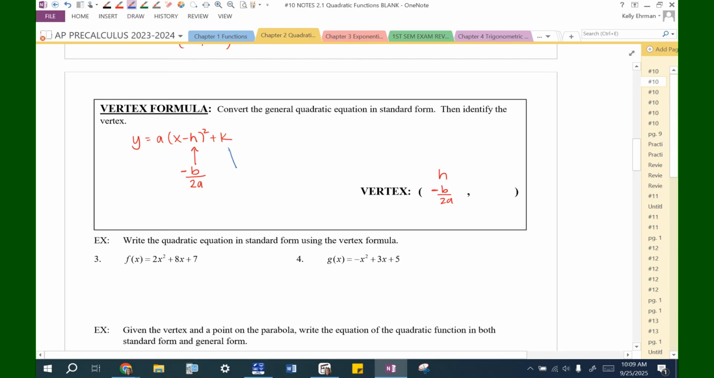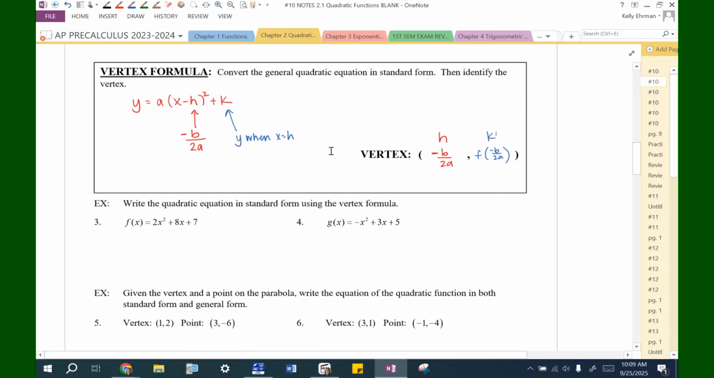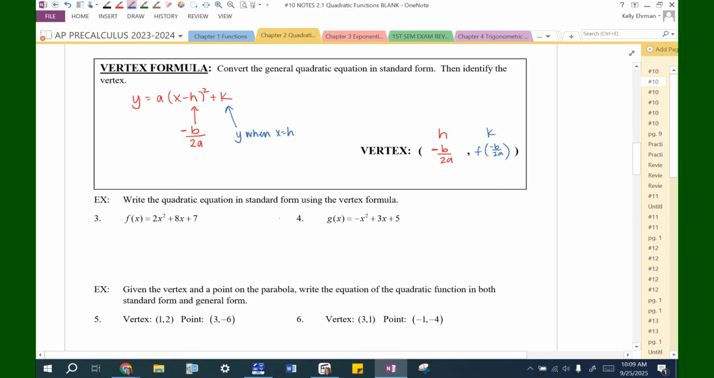What is the k? Well, remember, k represents a y value when x equals h. So if I know what h is, I get a number for h, I should just be plugging that in, whatever that comes out to, into the function, and that will give me k. So let's do that for number 4. Instead of doing number 3, you can try it on number 3, but we already did that with complete the square. So let's do this just on number 4.